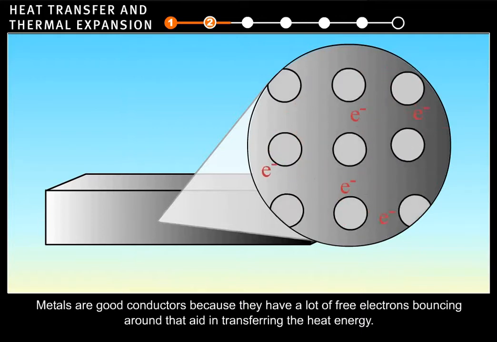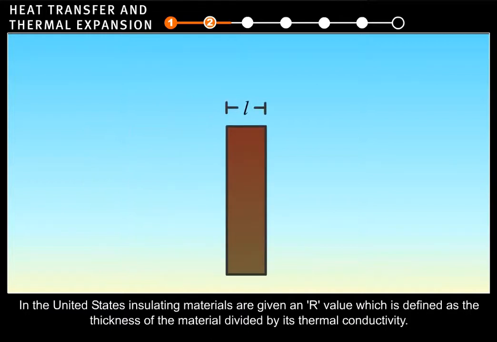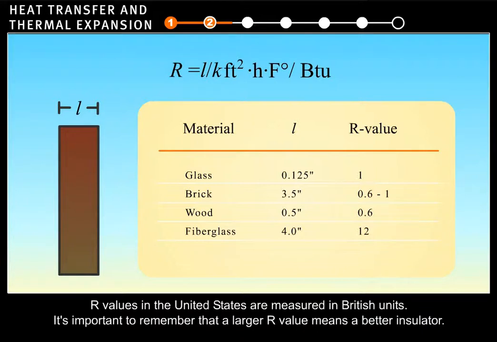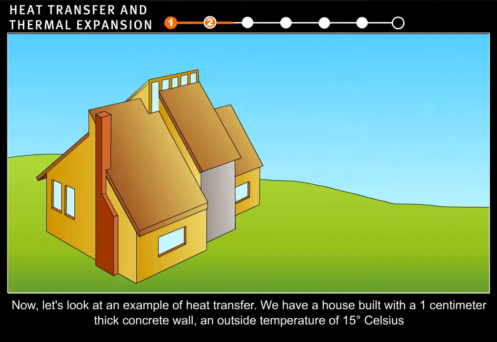energy. In the United States, insulating materials are given an R value, which is defined as the thickness of the material divided by its thermal conductivity. R values in the United States are measured in British units. It's important to remember that a larger R value means a better insulator. Now let's look at an example of heat transfer.